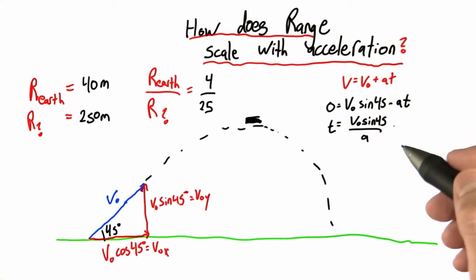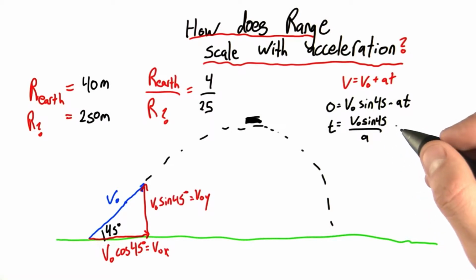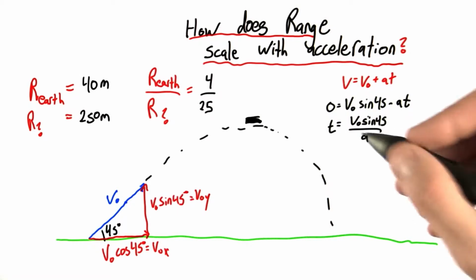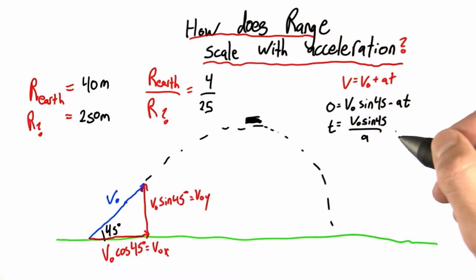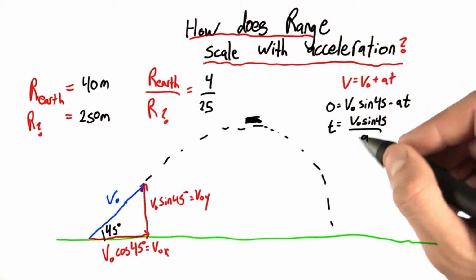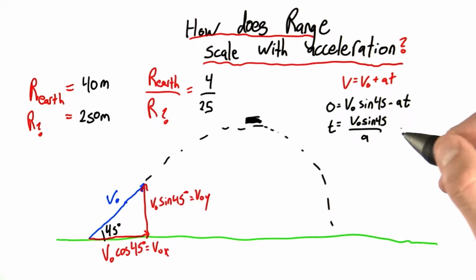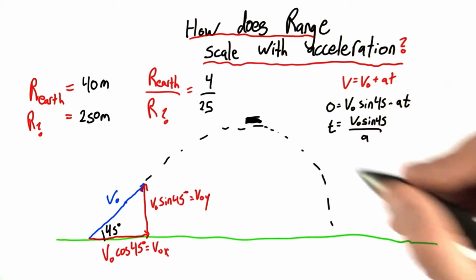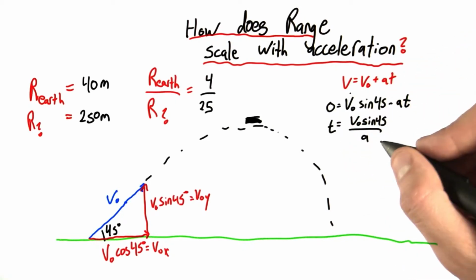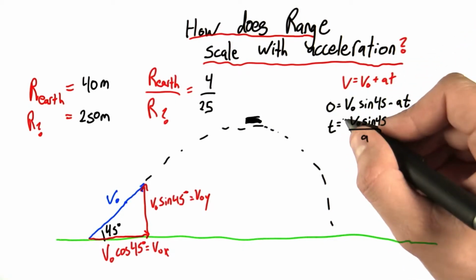This can be an intimidating tactic to use when you're first solving physics problems. Often you tend to want to plug everything in, but actually you can often get more interesting results if you leave the variables in place and don't plug in until the very, very end. Anyways, this is the time to the top of the trajectory, but we know the full time is twice that, so I'll just put a 2 here.